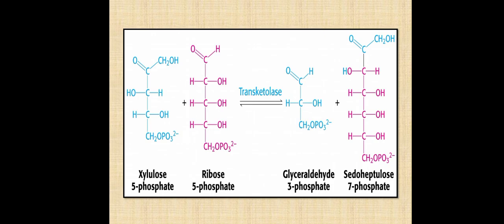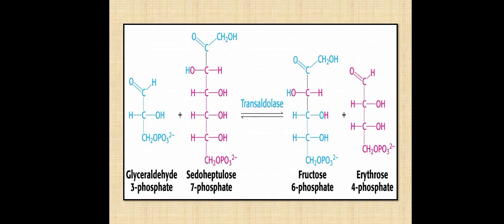Now, these two molecules, xylulose 5-phosphate and ribose 5-phosphate, are combined with each other by the activity of transketolase enzyme, and there is the generation of a 7 carbon sugar, that is sedoheptulose 7-phosphate, and glyceraldehyde 3-phosphate. Then from this glyceraldehyde 3-phosphate and the sedoheptulose 7-phosphate, again there is the activity of transaldolase enzyme, and from that there is the formation of fructose 6-phosphate and erythrose 4-phosphate. That is, from the sedoheptulose, the three carbon unit is transferred to the glyceraldehyde 3-phosphate, and there is the formation of erythrose 4-phosphate, and from this 6 carbon sugar again there is the generation of fructose 6-phosphate.